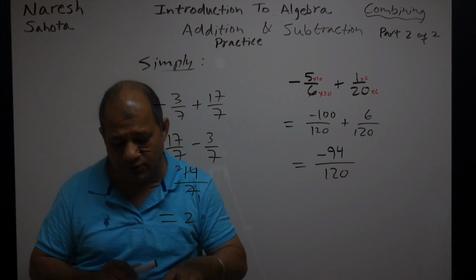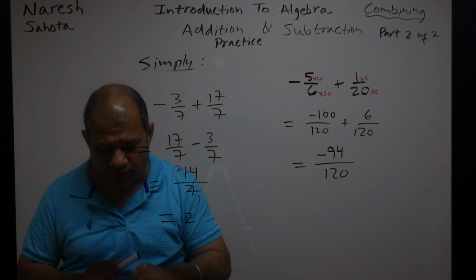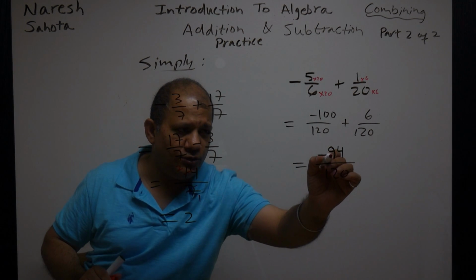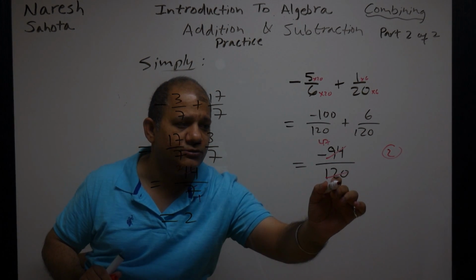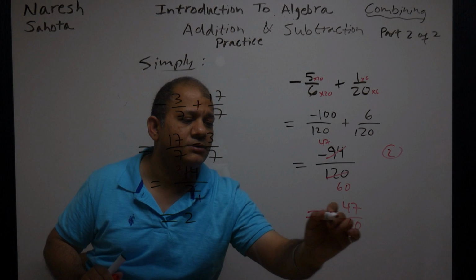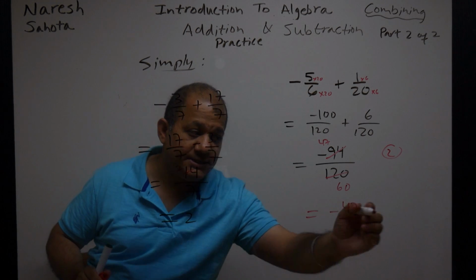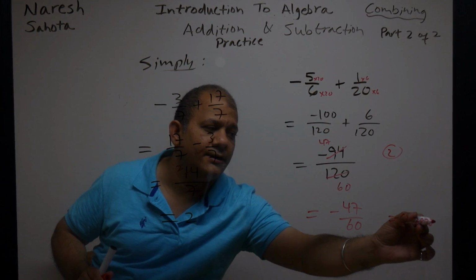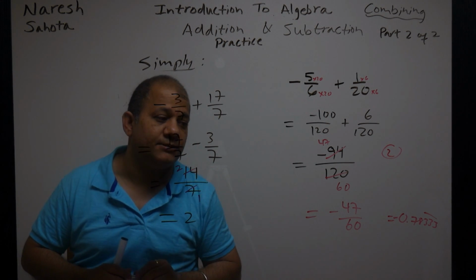And now we can reduce this. Let's see what number will go into 94. 2 will go into 94 47 times. So we can divide by 2. 2 goes into this 47 times, and 2 goes into 120 60 times. So this equals negative 47 over 60. So what's 47 divided by 60? In decimals this works out to negative 0.78333, and that's what we had gotten when we chose to do it using decimals.